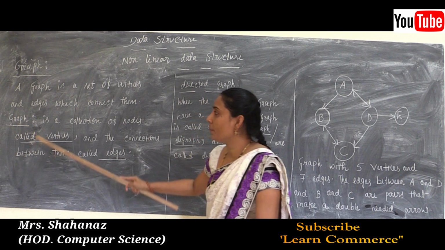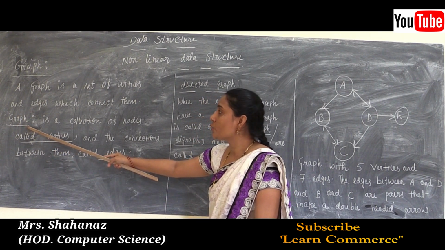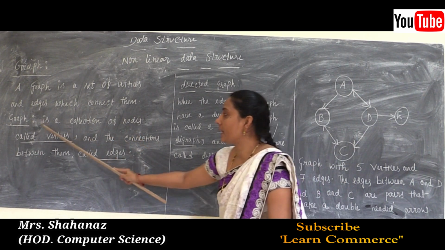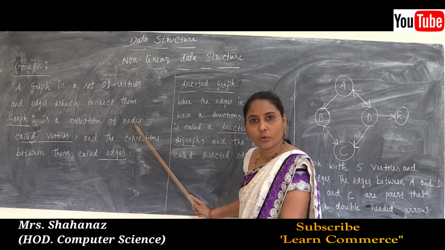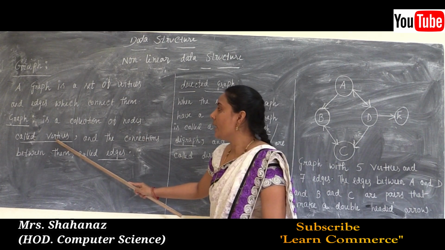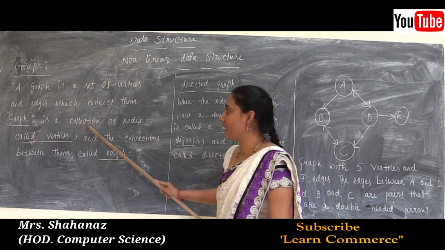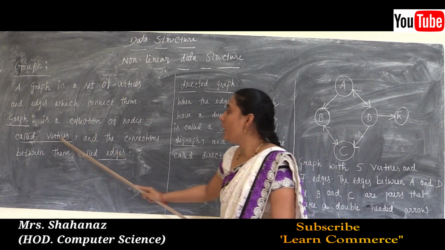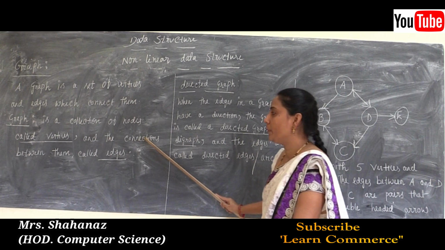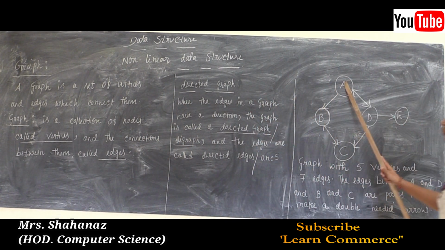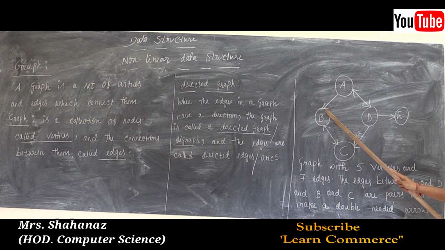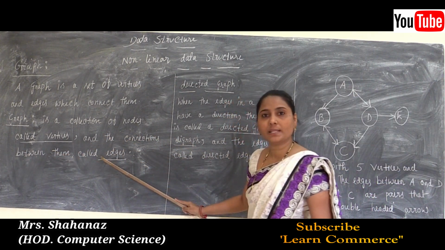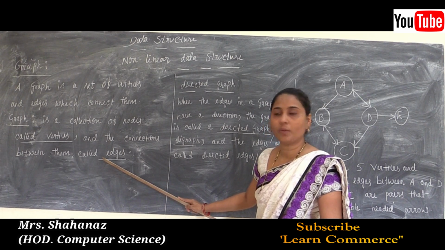Now let's see simply the meaning of the graph. A graph is a collection of nodes, and such nodes are called vertices. That means vertices are a set, a collection of nodes. And the connection between them, how we connect from one node to another, that means by using a link, that connection is called the edge. So this is the meaning of our graph.